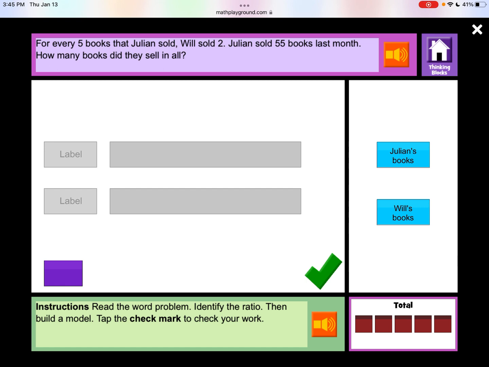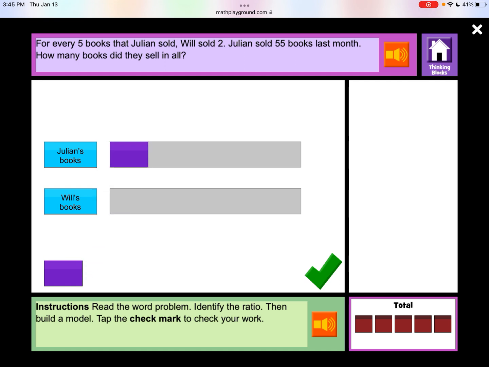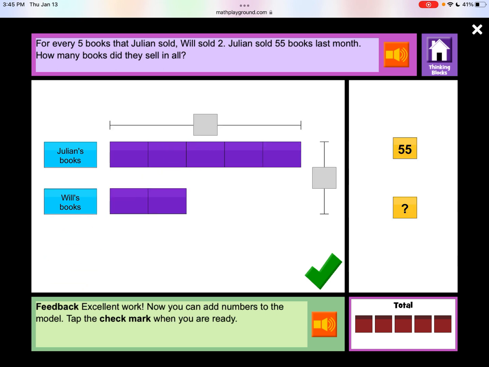All right, for every 5 books that Julian sold, Will sold 2. Julian sold 55 books last month. How many did they sell in all? Okay, so going back to the first sentence, Julian got mentioned first, so he goes on top, and then Will. And then it says for every 5 books that Julian sold. So that's going to be 5. 3, 4, 5. And Will sold 2. 1, 2. Green check mark.